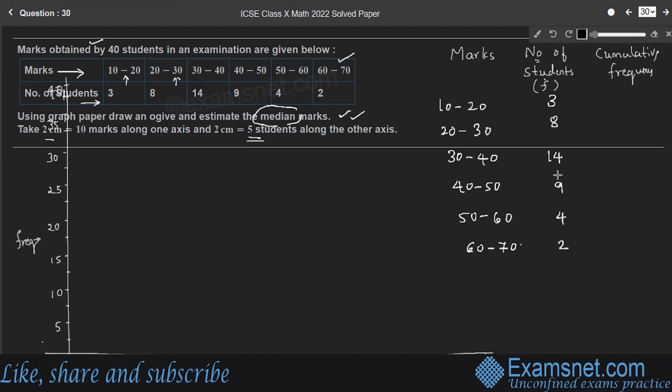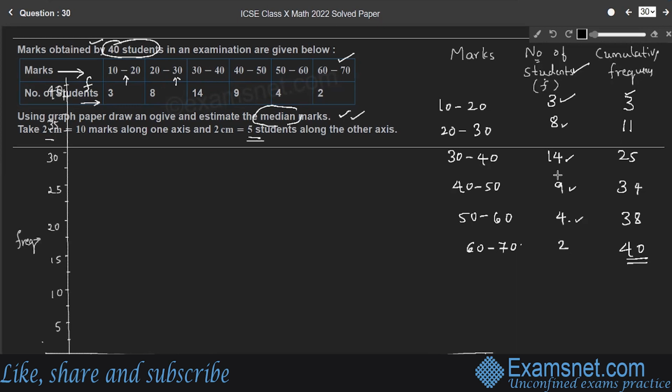So here we are taking the cumulative frequency. The number of students is nothing but the frequency of the distribution. Let us take the cumulative frequency. The first frequency will be as it is, 3. For the second, frequency plus previous cumulative frequency: 8 plus 3 is 11. Next frequency plus previous cumulative frequency: 14 plus 11 is 25. 9 plus 25 is 34. 4 plus 34 is 38. 2 plus 38 is 40. So the last cumulative frequency should be equal to the number of students, which is 40.